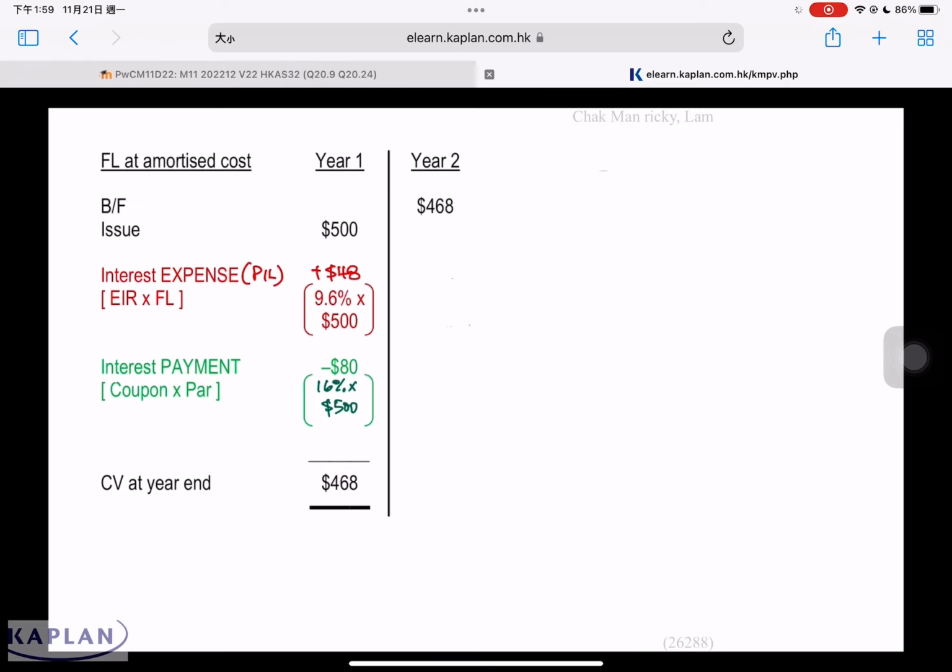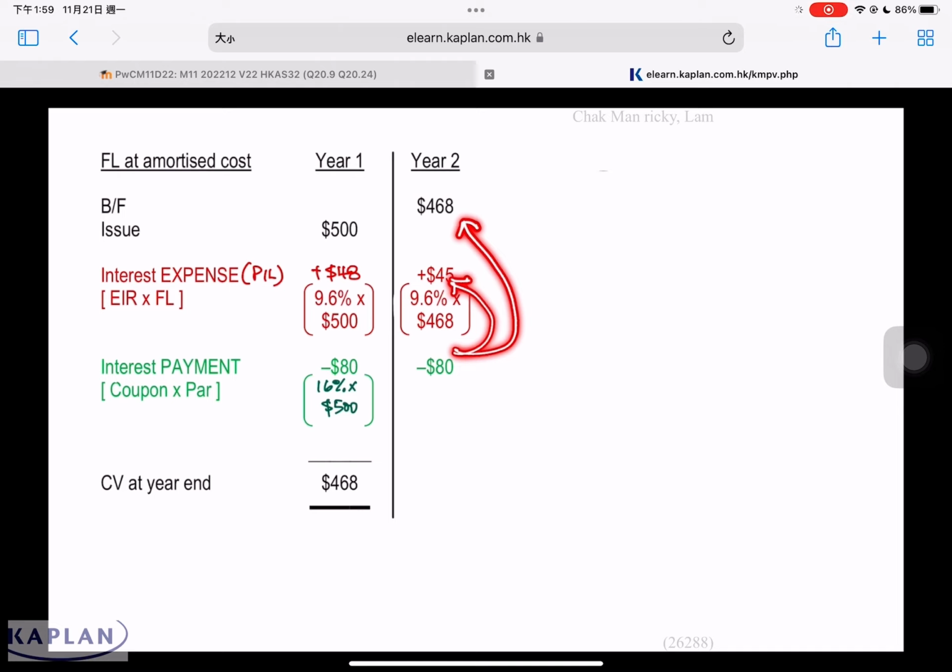We have to redo everything again in the second year. Interest cost effectively every year is 9.6%, multiplied by the loan outstanding for the year, 468. The second year interest should be equal to 44.928. Can I just put it as 45? But every year we're paying $80. But in substance, what we're paying for interest is only 45. The balance of 35 is paying for the loan. If you're paying for the loan, we must reduce the loan. The loan should reduce by 35 in the second year. After the second year, the loan amount will be equal to 433.